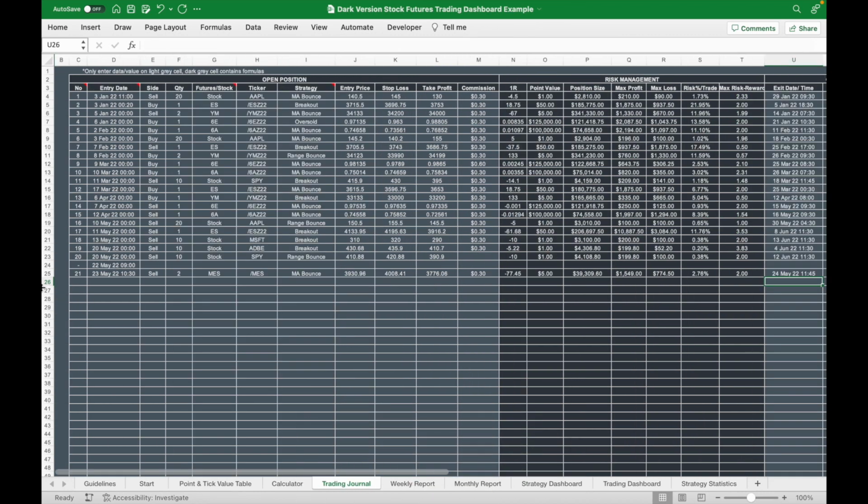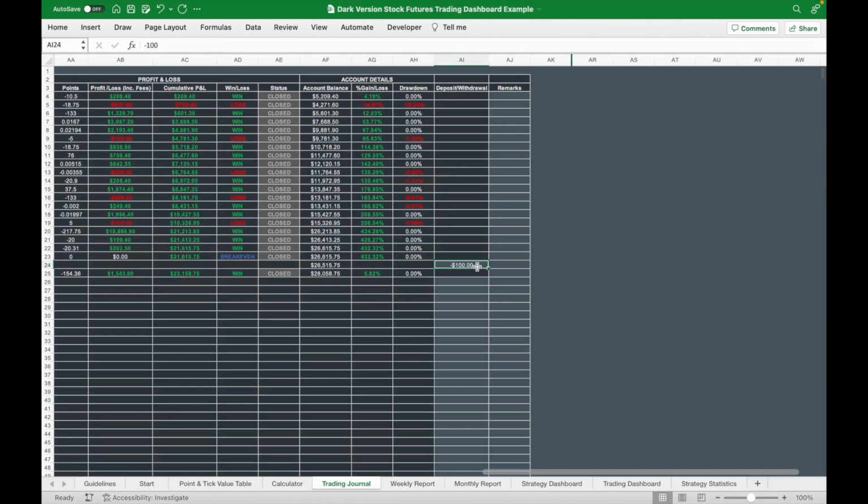When you have a fund deposit or withdrawal from the account, remember to put a dash sign in the number column, input the date you withdraw or deposit funds into the account, and also input the amount you withdraw or deposit into the account.